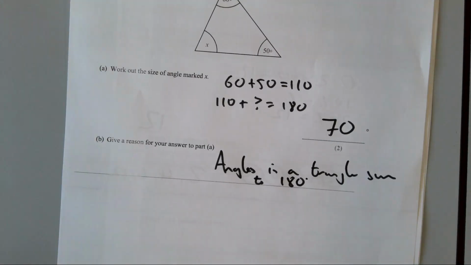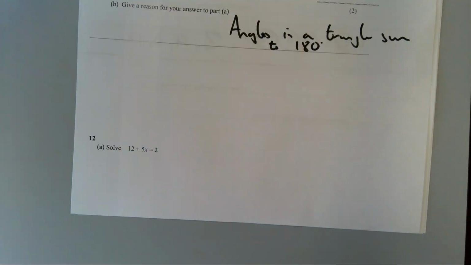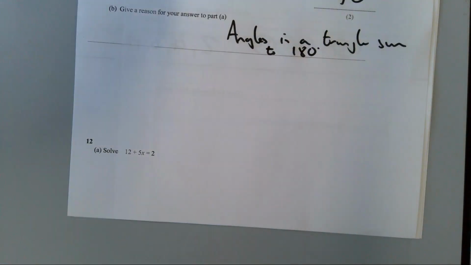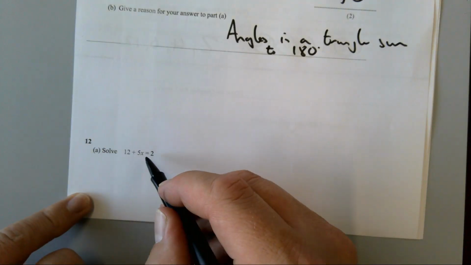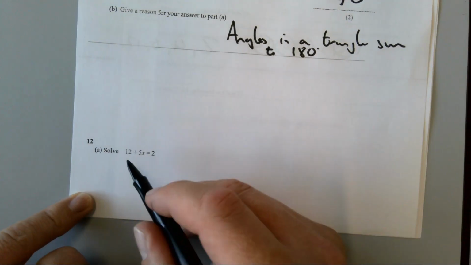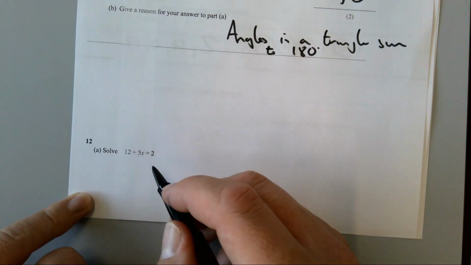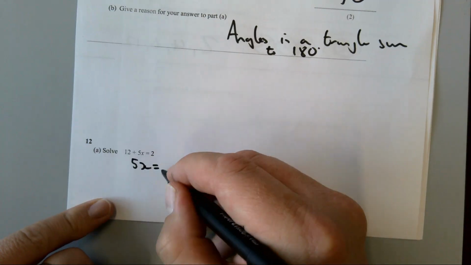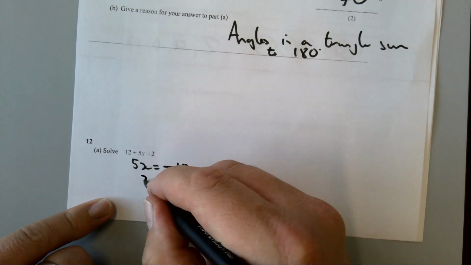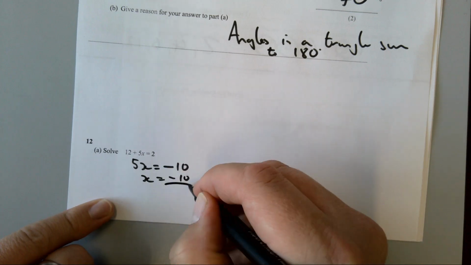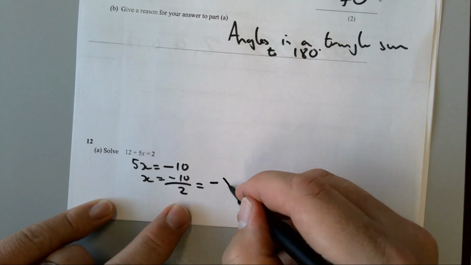Question number 12, so solving my equation first off. So 12 plus 5x equals 2, so I'm going to take away the 12 from both sides, so that leaves me 5x equals minus 10. So x is going to equal minus 10 divided by 5, which is going to be minus 2.